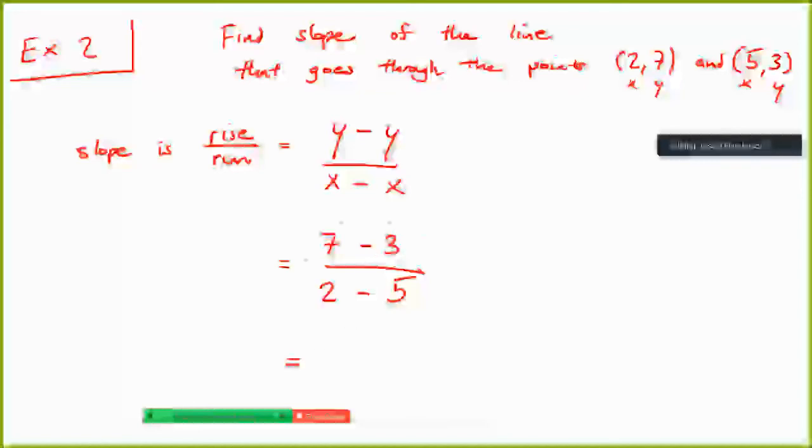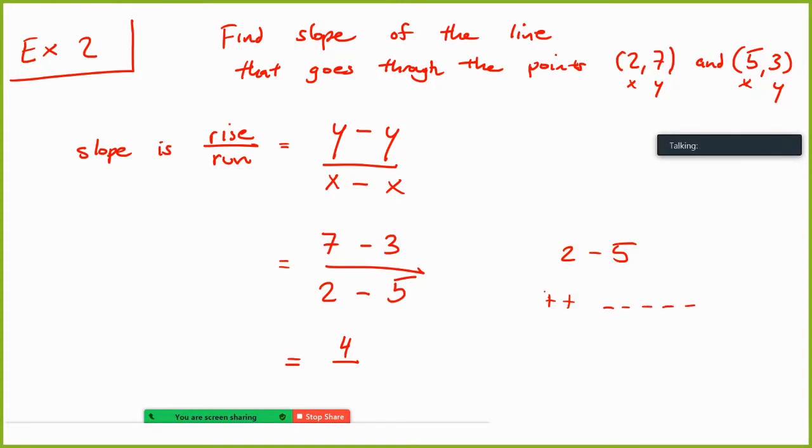Now we have to just clean up the top and the bottom separately. So 7 minus 3, that gives me 4. 2 minus 5, side work. 2 is positive, 5 is negative, minus 5. It'll be -3.